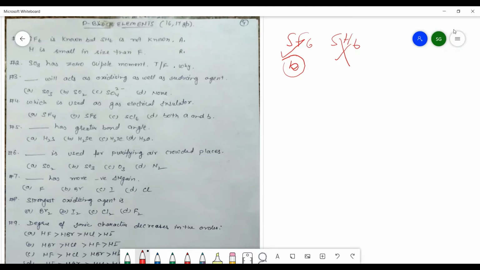And what will be the real reason? Fluorine is more electronegative than hydrogen. Then we can say that it is the justified reason and the answer will become A. But here the answer will be B.